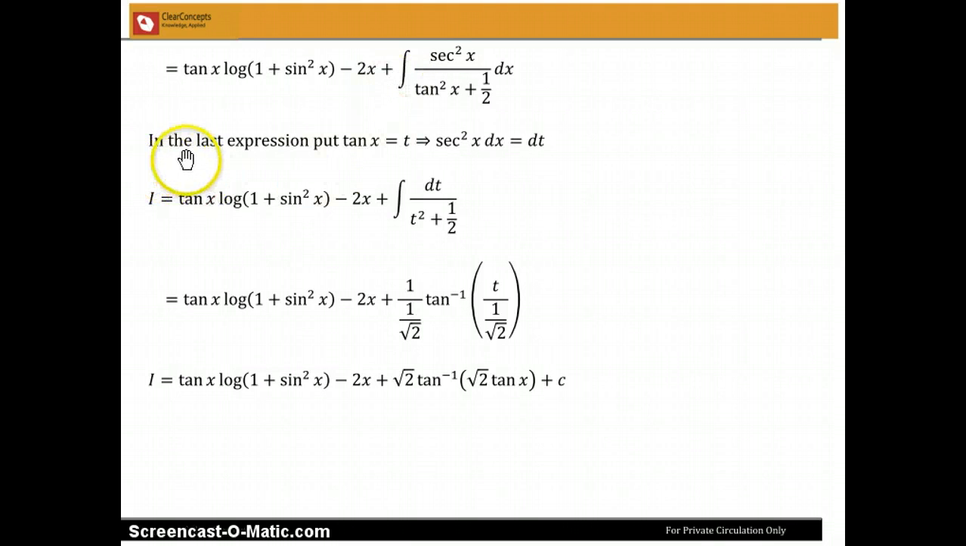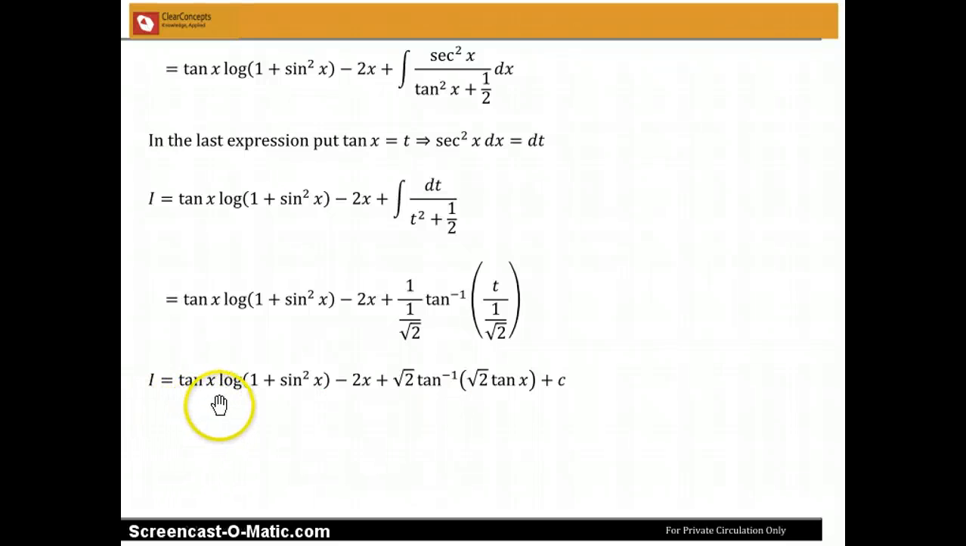Now I make the substitution tan x is equal to t, which gives me secant squared x dx is dt. And so that integral becomes integral of dt divided by t squared plus half. That's a standard result. So I get 1 divided by 1 by root 2 tan inverse t divided by 1 by root 2.